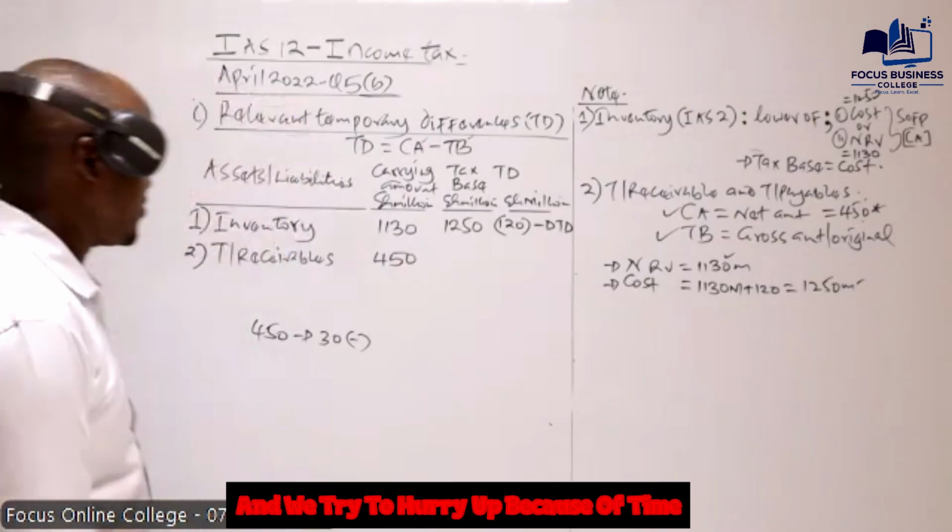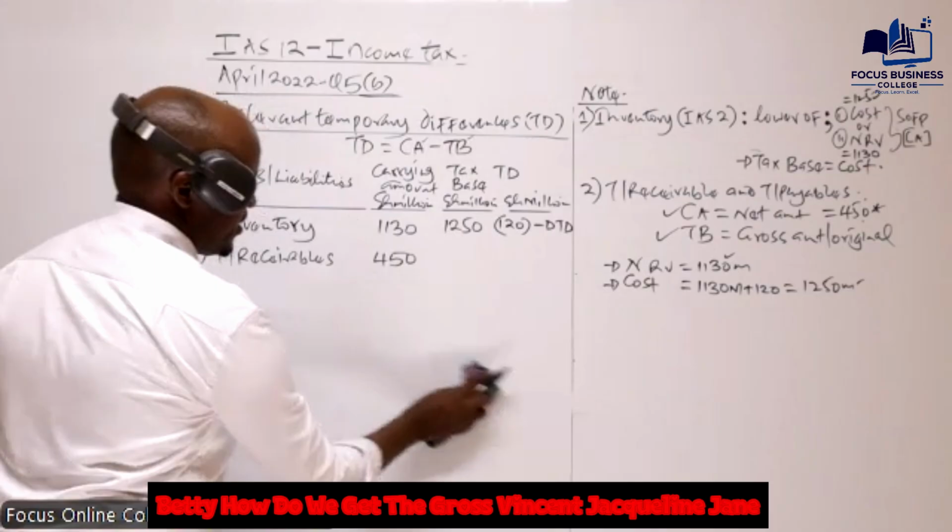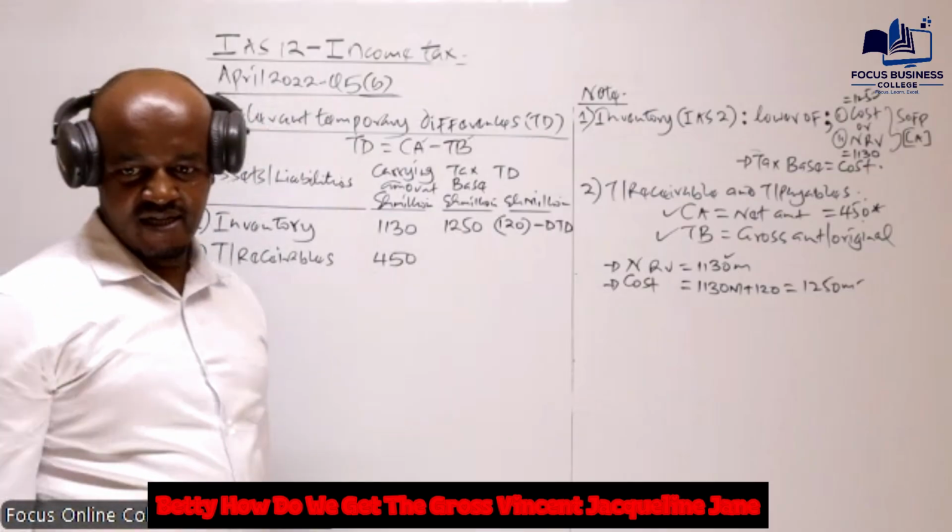Let's try to hurry up because of time. Betty, how do we get the gross? Vincent, Jacqueline, Jen.